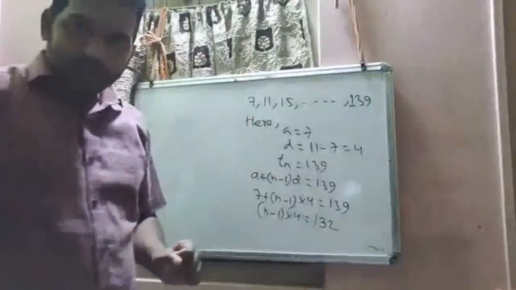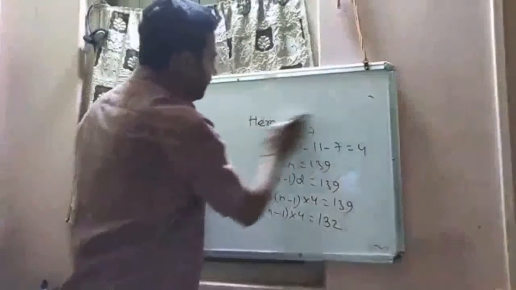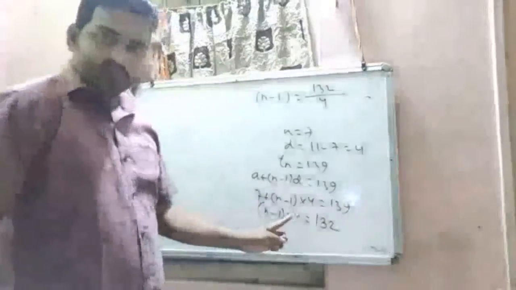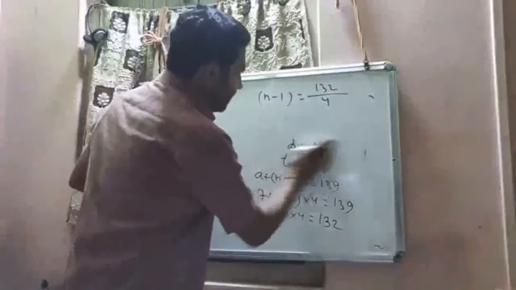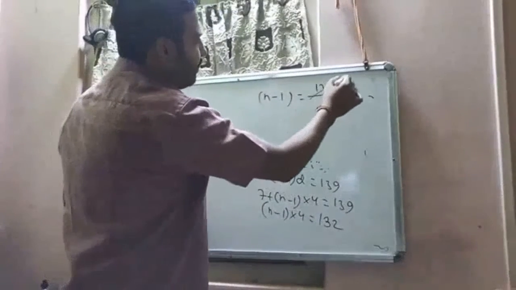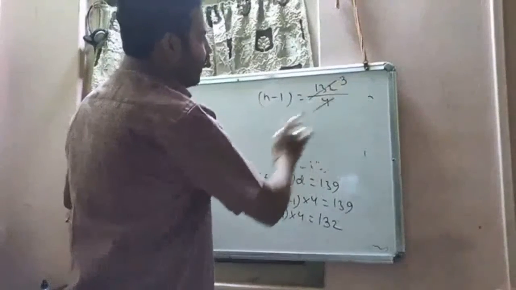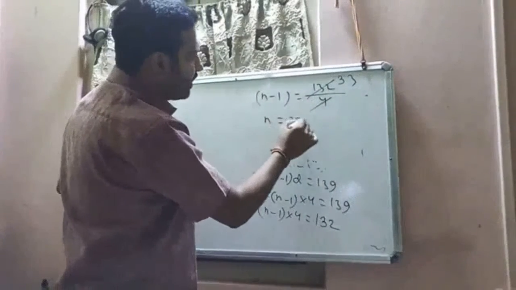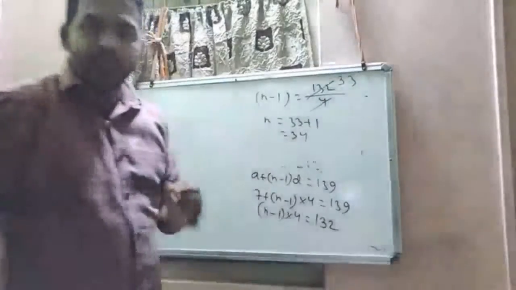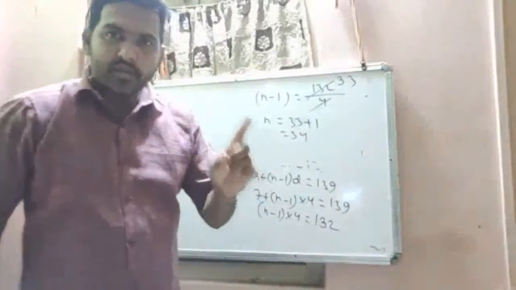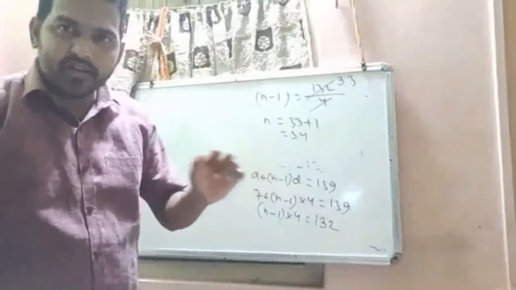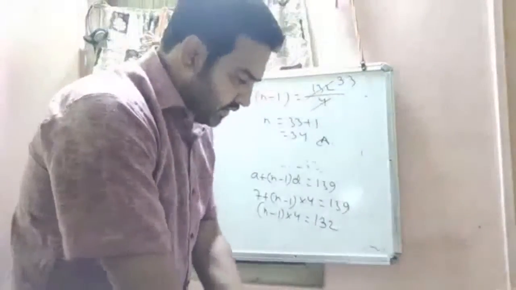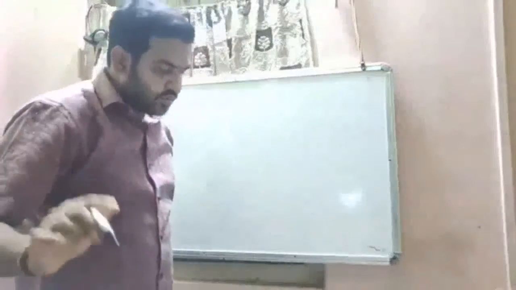7 plus n minus 1 into 4 is 139. If I take 7 to the right side, 139 minus 7 is going to be 132. Am I right? Now n minus 1 is equal to 132 divided by 4. After division, 4 threes are 12, so it is 33. So n is equal to 33 plus 1 is equal to 34. So we have found the number of terms in the AP. The number of terms is 34. Clear? Now let's move to another question.